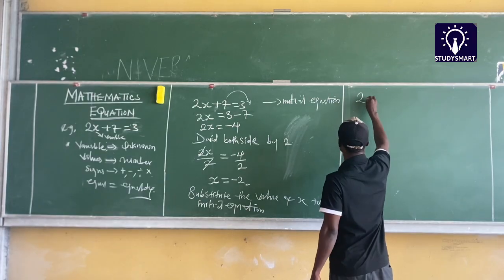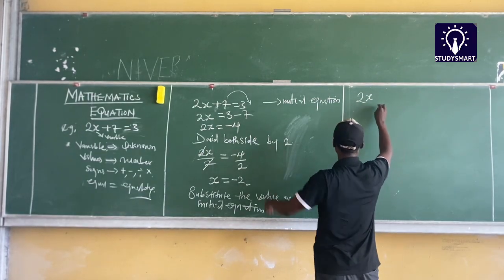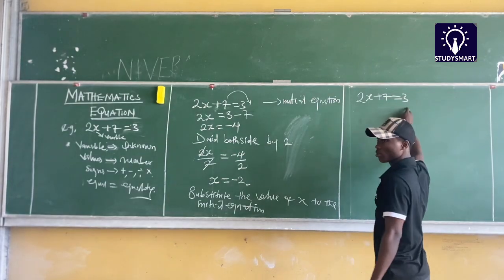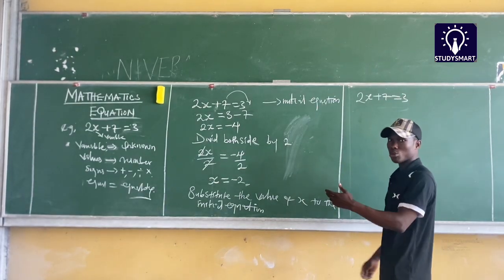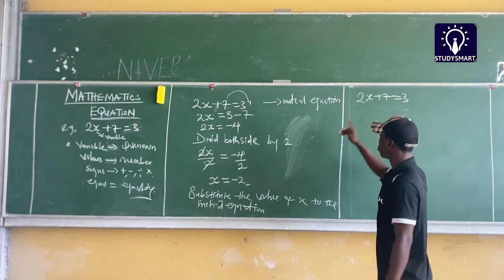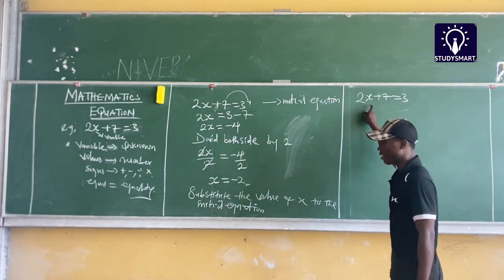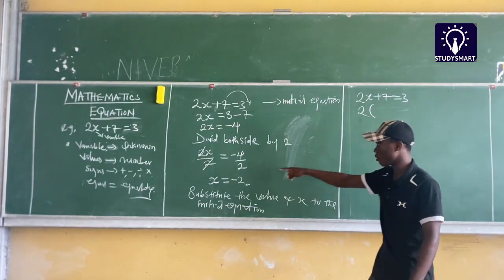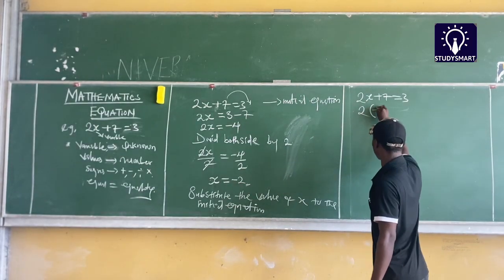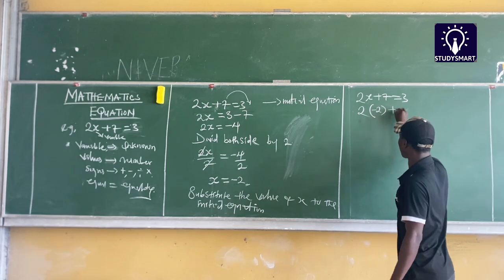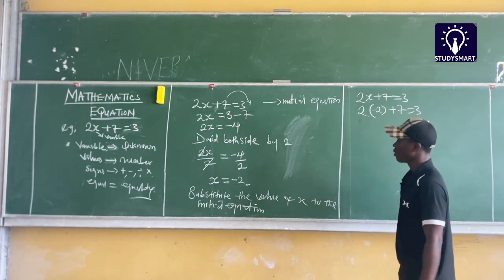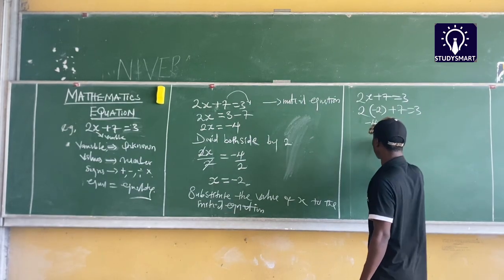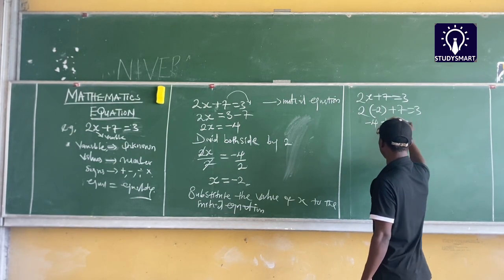I'll be having 2x here, then I have plus 7 equal to 3. Right, so this is our initial equation. So I'm going to be substituting minus 2 to this point where we have x. We are going to be having 2, then in brackets, the value of x now becomes this minus 2. And I have plus 7 equal to 3. Right, so this is what we have. So 2 times minus 2 will give you minus 4 plus 7 equal to 3.